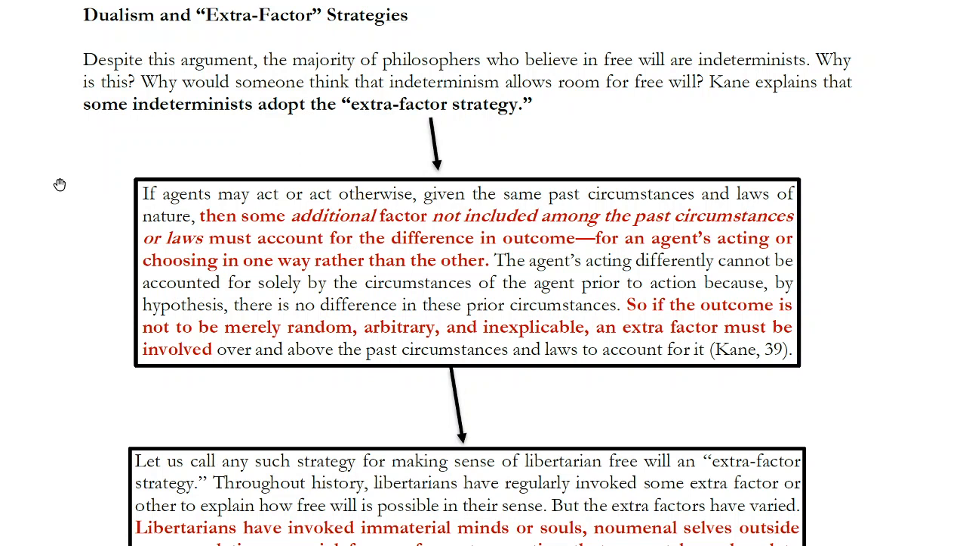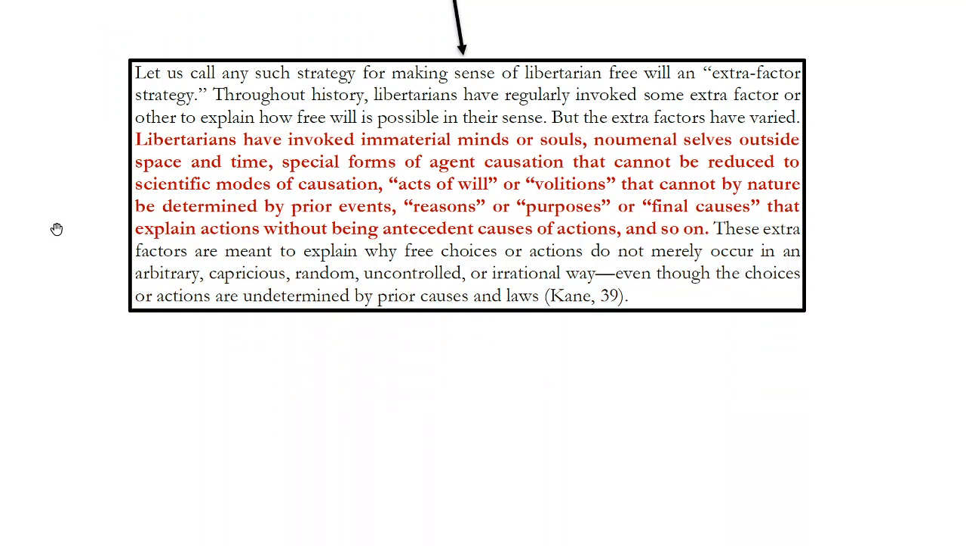What determines whether you'll rob the bank, whether you get scared and walk away, whether you'll listen to your conscience and walk away? And what these philosophers say is that they adopt what's known as an extra factor strategy. So the future is open. There are multiple possibilities that could come about, each with their own probability, but there's something extra. There's some extra factor that explains which of those possibilities occurs, and that extra factor is associated with your freedom. Now, philosophers who take this strategy have identified multiple different kinds of extra factors. Sometimes an immaterial soul, noumenal selves outside of space and time, special forms of causation, acts of will, right? There's all sorts of different possibilities that you might identify for an extra factor.